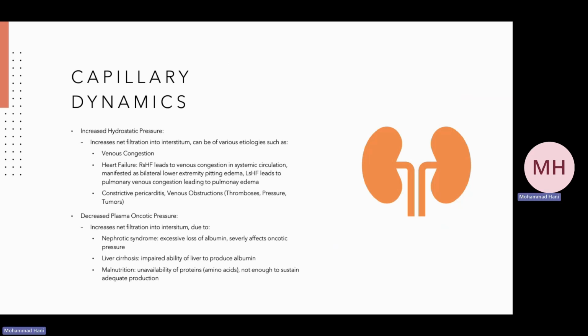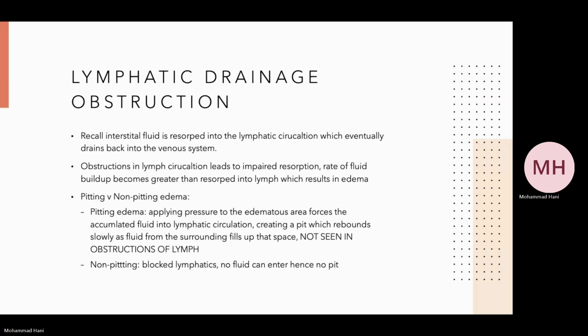Moving on to lymphatic drainage obstruction. Interstitial fluid is recycled and resorbed into the lymphatic circulation, which eventually will drain back into the venous system. So if you have an obstruction in the lymphatics, there would be an absence or decreased rate of drainage from the interstitium back into the venous system. And this affects it because if you have slower drainage with normal filtration, you will have a buildup of fluid in the interstitium, which would lead to edema.